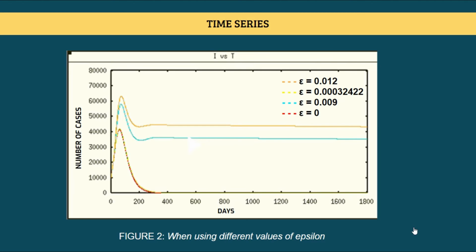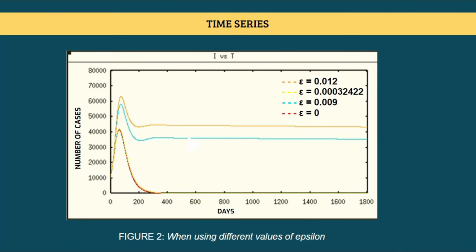As you can see here, there are four different values of epsilon. The first one is the orange curve, which is the first line, where the epsilon value is 0.012. The second one, the yellow one, has epsilon value 0.0032422, the blue curve has epsilon value 0.009, and the red curve is for epsilon value equal to 0.